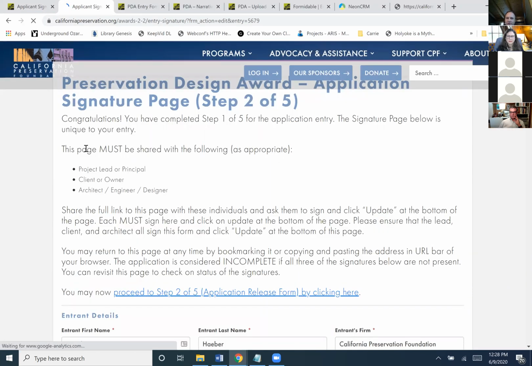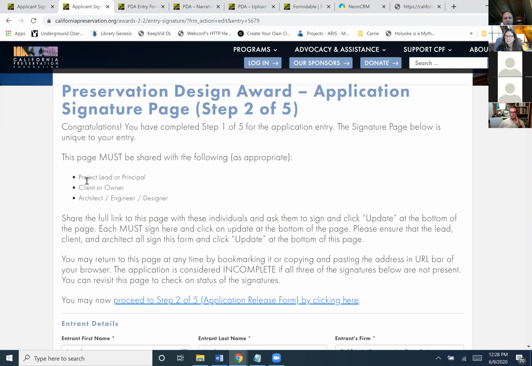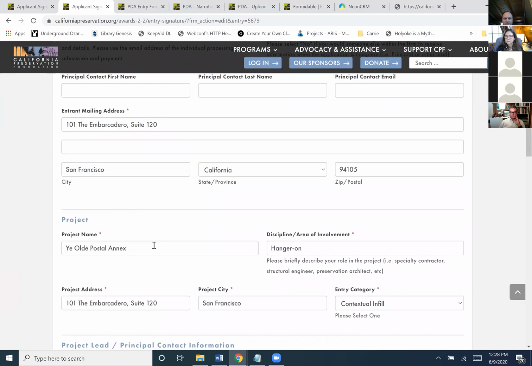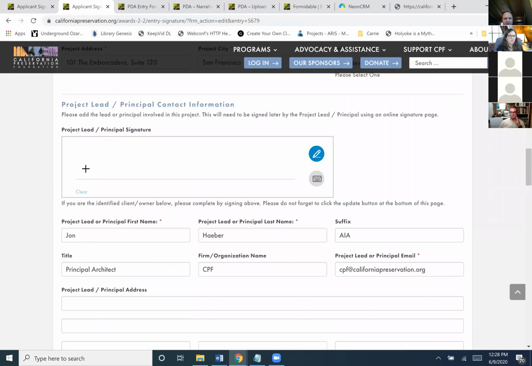Okay, so you'll get presented with a message that says, congratulations, you've completed step 1 of the application entry. Below that, you'll notice that all the information you put in earlier is already pre-filled in. Here are some additional fields for each of those 3 contacts. Cindy mentioned that before an application is complete, we need signatures from all 3 of those people. So they can either sign with their mouse if they wish, or they could type in their name right there.